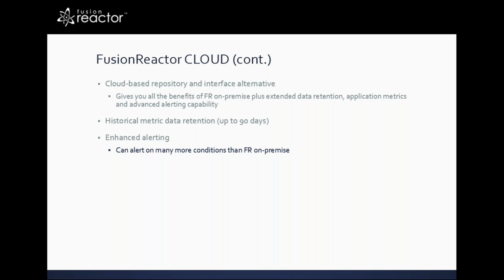And then you can also not only alert on more conditions, but you can also do more than just send an alert to an email, which is what the current FusionReactor Crash Protection Alert can do. The FusionReactor Cloud can do email, or it can do PagerDuty, Slack, HipChat, and more.